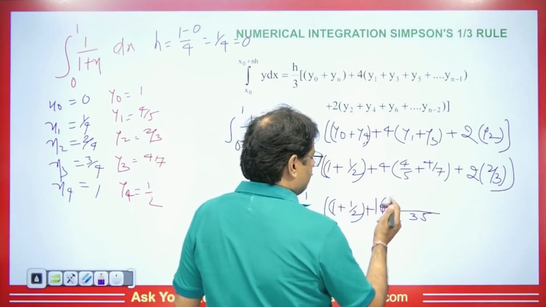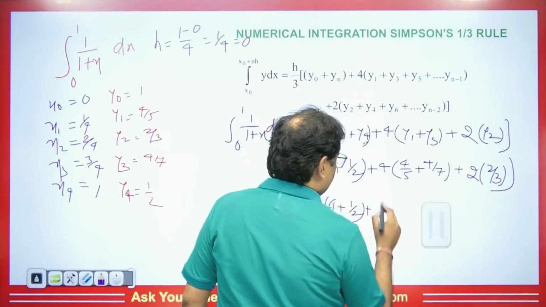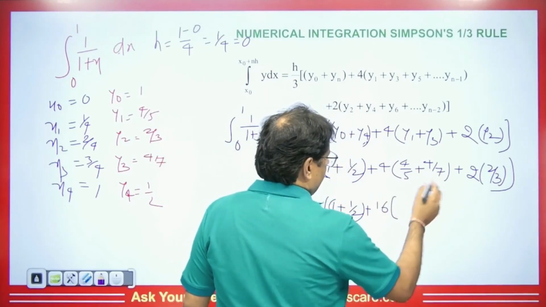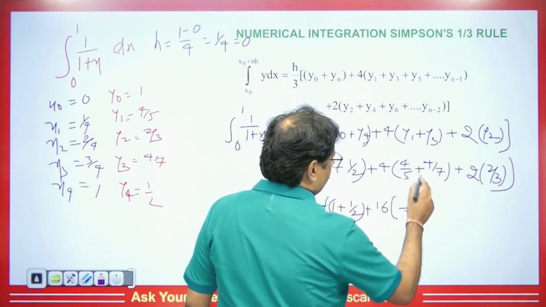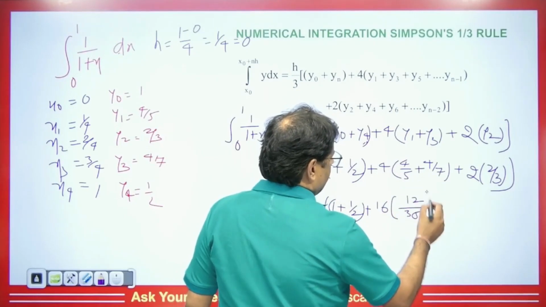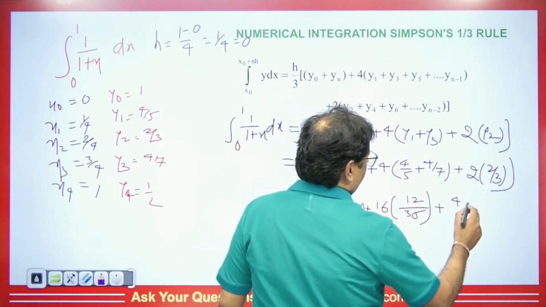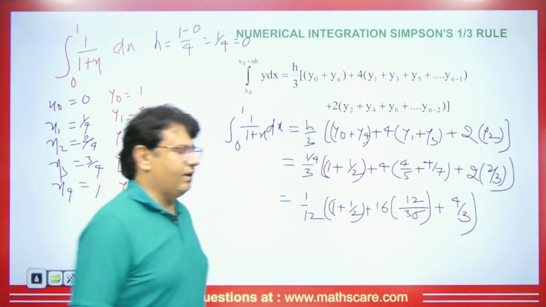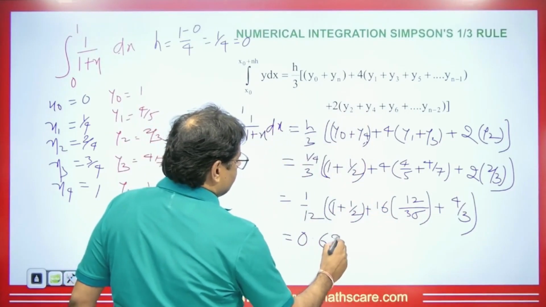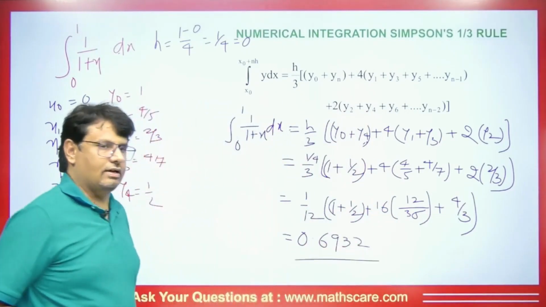Then this will be 16. I have taken 4 as common and this will be 16, and 7 into 5 will be 35. Then 7 and 5 here. What will we get? We will get 12. Here we will have the value, and plus, then we will get 4/3, and its value can be calculated through the calculator. So students, its value will be 0.6932.